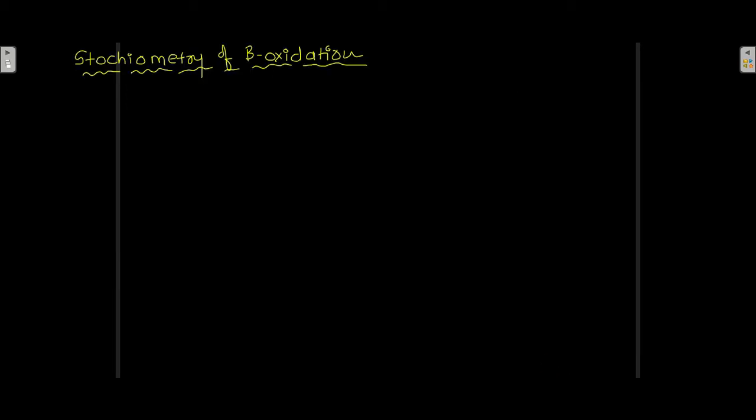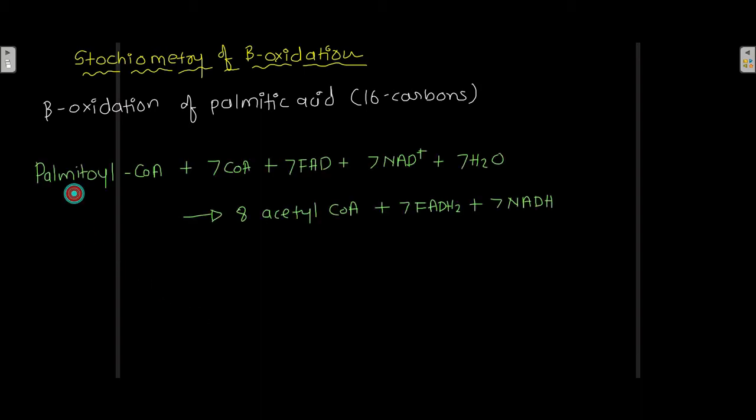Stoichiometry of beta oxidation. Beta oxidation of palmitic acid, which has 16 carbons: palmitoyl coenzyme A plus 7 coenzyme A plus 7 FAD plus 7 NAD plus 7 H2O gives 8 acetyl coenzyme A plus 7 FADH2 plus 7 NADH.